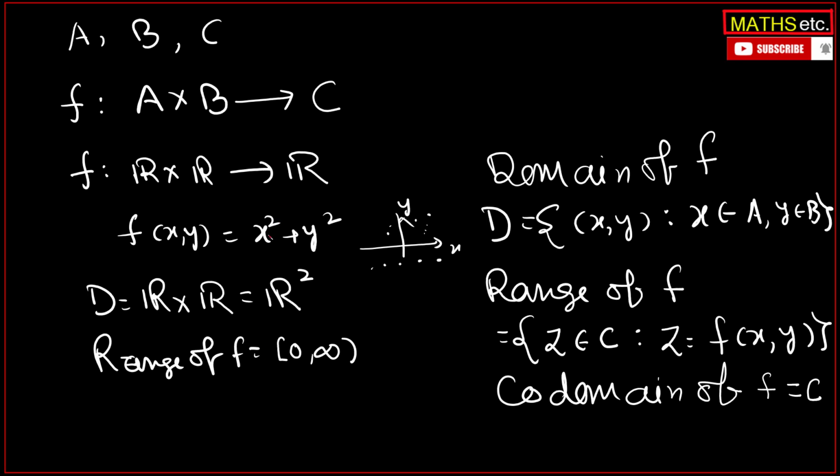And what about the codomain? The codomain in this case is different. The codomain is simply this set C, and in this case this set is R. So it means the codomain will be the entire set of real numbers, denoted by the open interval minus infinity to infinity.